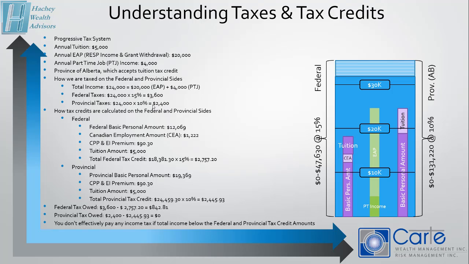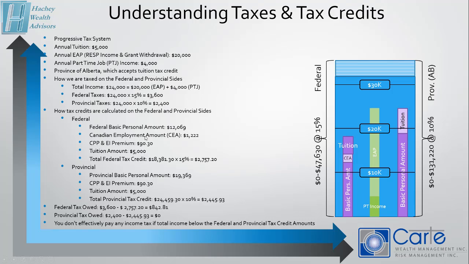Now, let's look at the tax credits. Tax credits are calculated from certain amounts of money that are mostly applied to your basic federal income tax bracket rate and your provincial basic income tax bracket rate. Let's look at the applicable federal tax credits for this post-secondary education student who has a part-time job. The federal basic personal amount of $12,069. This is given universally to everyone.